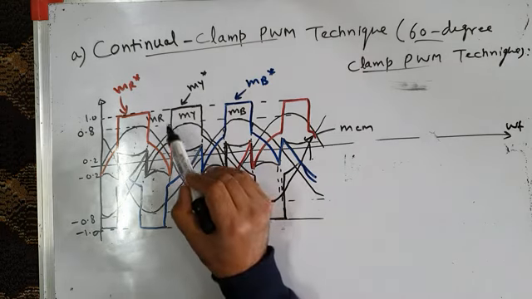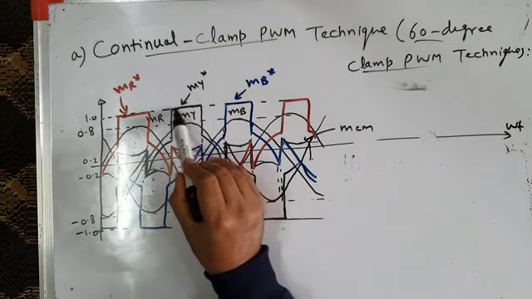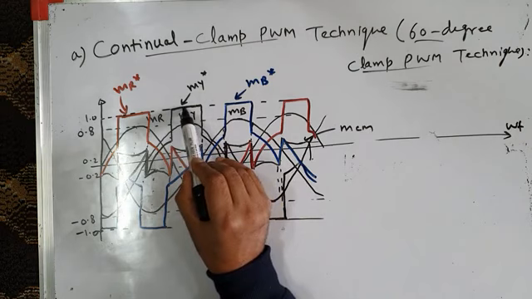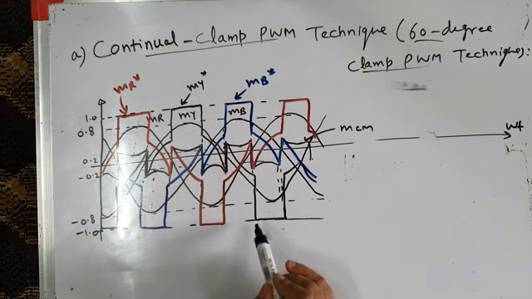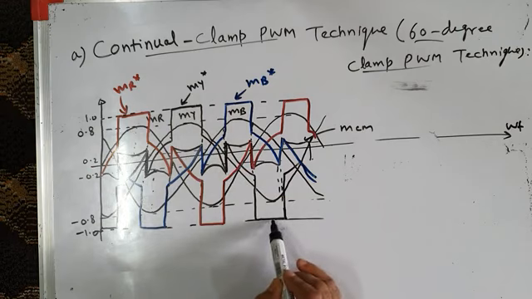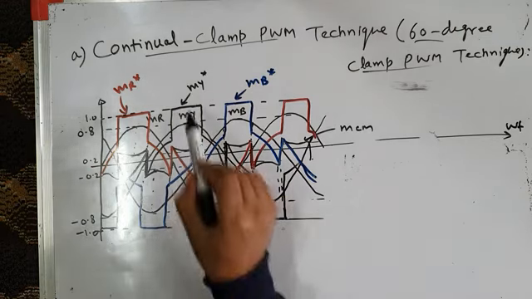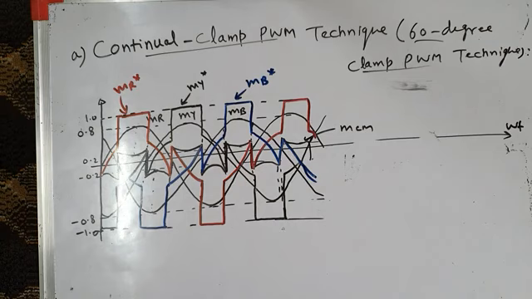Similarly, phase leg Y, in the positive half cycle, is clamped to positive DC bus. It's not switching over the 60-degree interval. And in the negative half cycle, it's clamped to negative DC bus. It's not switching over this 60-degree interval. 60 plus 60 is 120 degrees. That means phase leg Y is also not switching for 120 degrees in one cycle of 360 degrees.